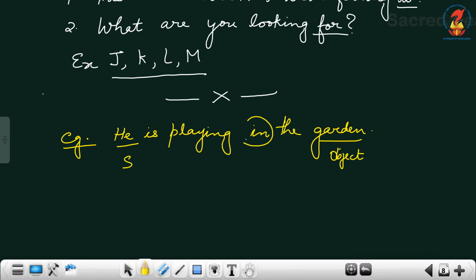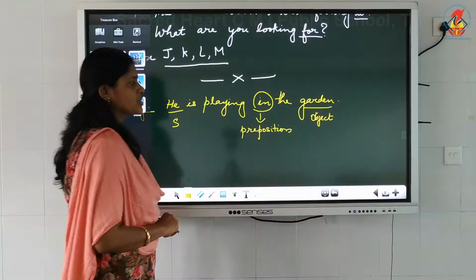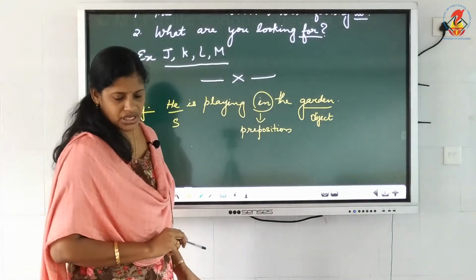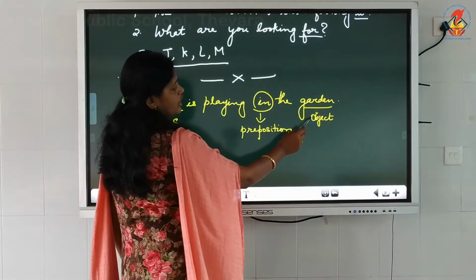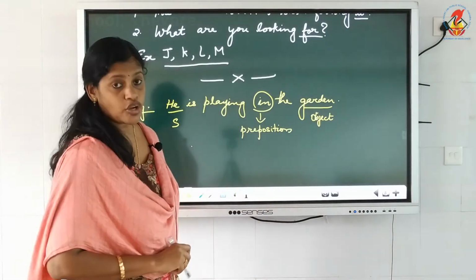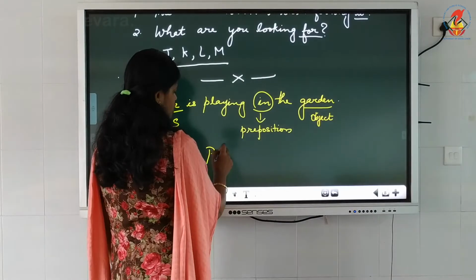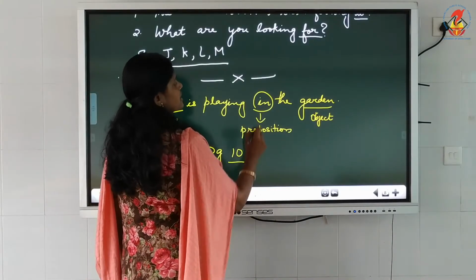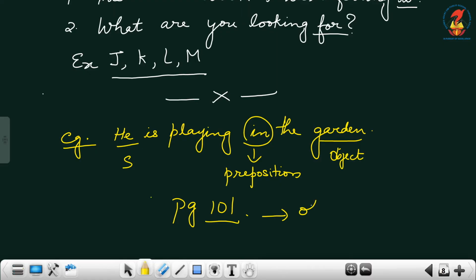So this is the preposition. So you can say that this is called the object of the preposition. If you want to check, you check on page number 101. This is called the object of a preposition.